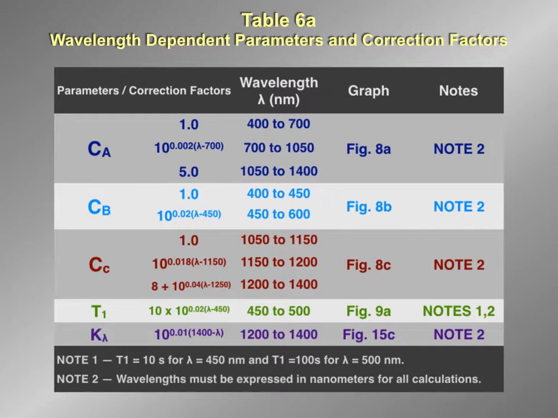And then between 700 and 1050, we see that C sub A varies from 1 to 5 according to this equation. And really what's happening as we're moving into longer wavelengths, C sub A is driving the MPE up. Okay, so it's not as restrictive.